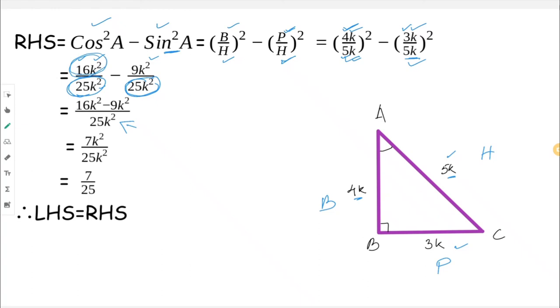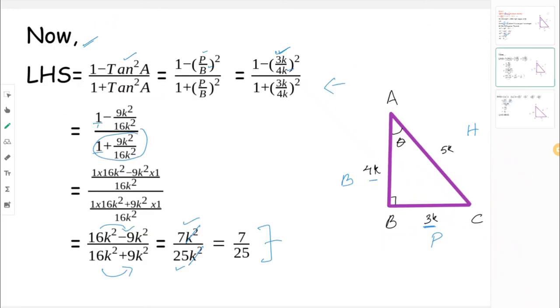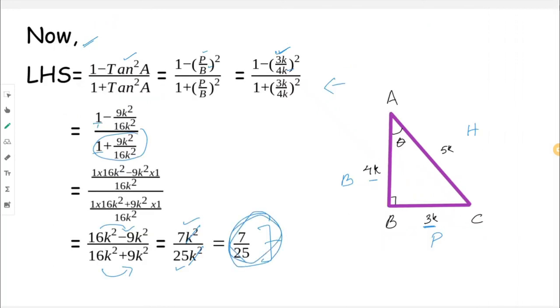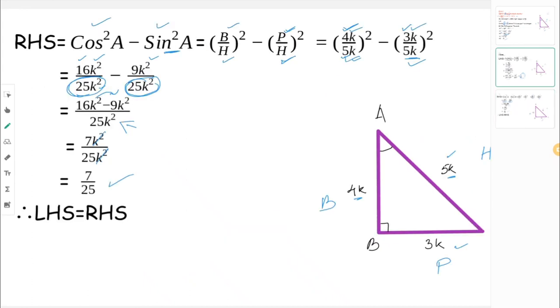Because their denominators are equal, just write down the numerators directly. 16k square I've written here. What is my next numerator? 9k square. Just write it directly if their denominators are the same like this. Then 16k square minus 9k square, when you subtract these two, I'll get 7k square by 25. Once again, divide this k square, I'm going to get 7 by 25. If we go back to the left hand side, what is our left hand side? 7 by 25, which means both our left hand side and right hand side are equal.